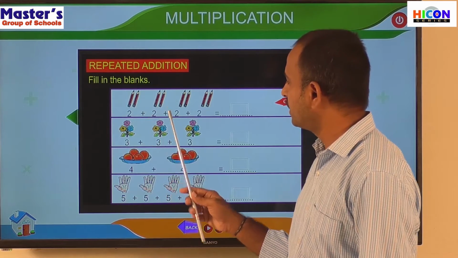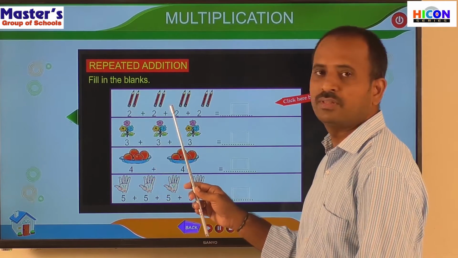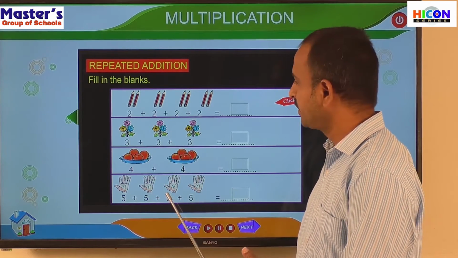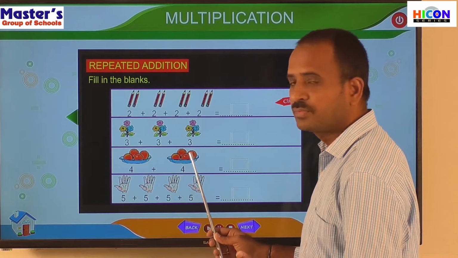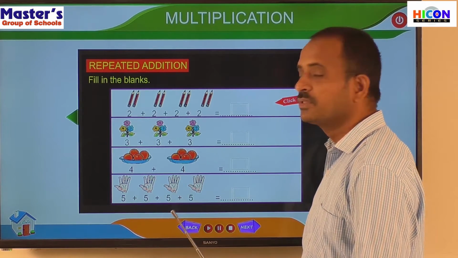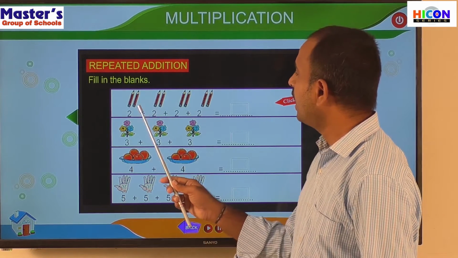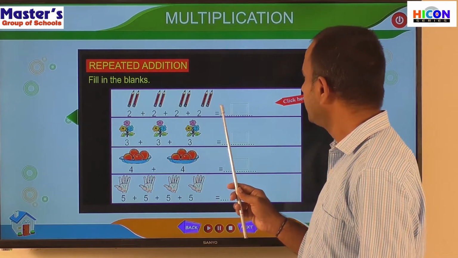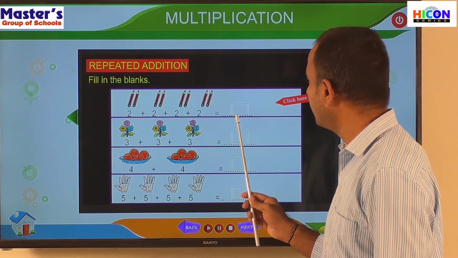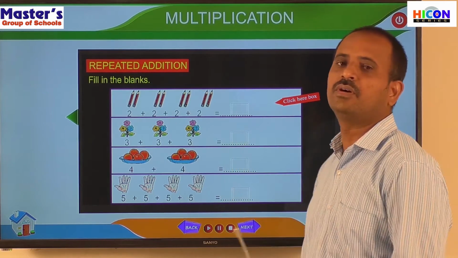So they have given a set of pictures in each row. In the first row we have observed some pencils, and in the second row we are observing some flowers, whereas in the third row we are observing some fruits, and in the fourth row we are observing fingers of our hand. Now we have to add the number of objects in each row and write the total number of objects in the box. So we have to fill the blank given in each row, and we have to write the answer in each box.